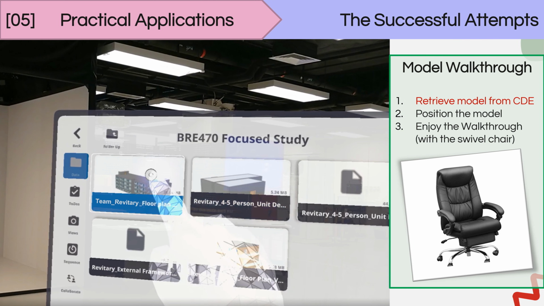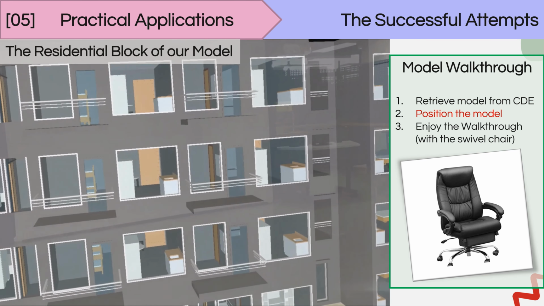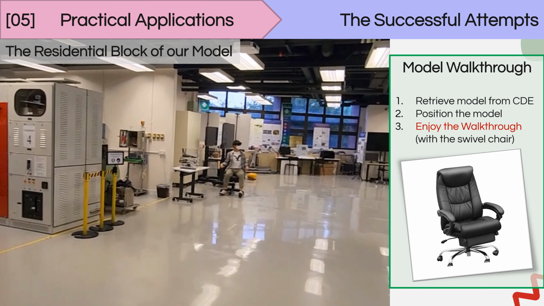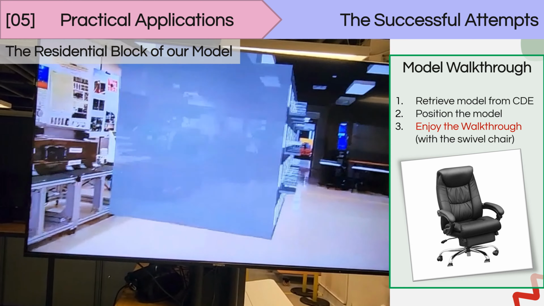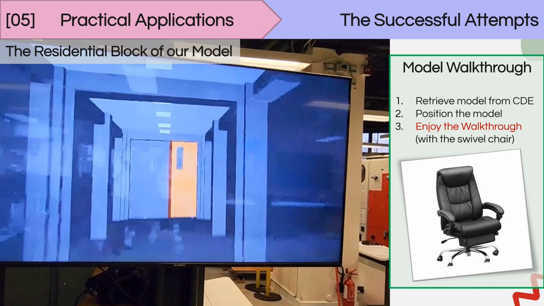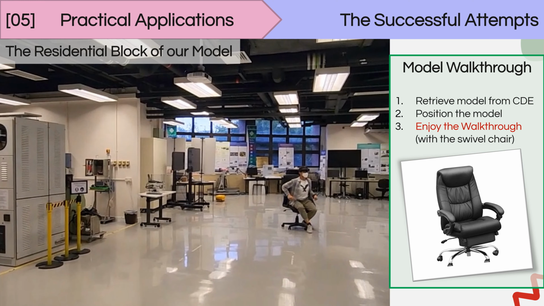We first load our BIM model through Trimble Connect to our HoloLens. Then we use hand gestures to drag and drop and position our model in our physical world. Here is the residential block of our model. We successfully walk through its corridor and rooms by smoothly moving with a swivel chair. We can see its building components, including doors, windows, slabs, and so on.